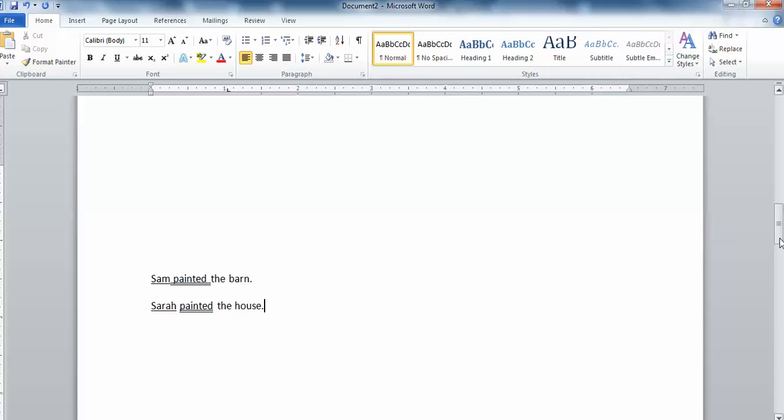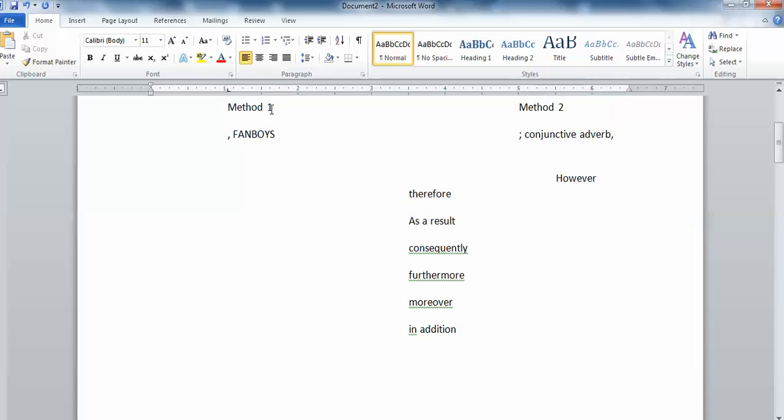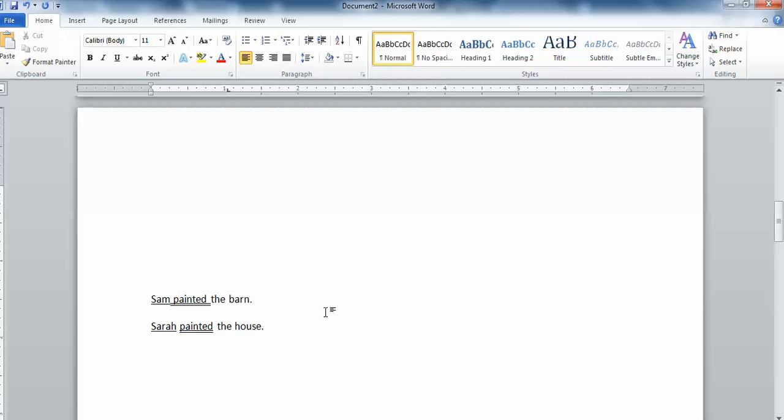Okay, let's get started. So let's say I wanted to make a method 1 compound sentence. Well, we know that method 1 requires what? That we do a comma and the appropriate fanboy: for, and, nor, but, or, yet, so. You have to choose one. So I think that this could be a situation where "and," which is the most popular fanboy, could be used.